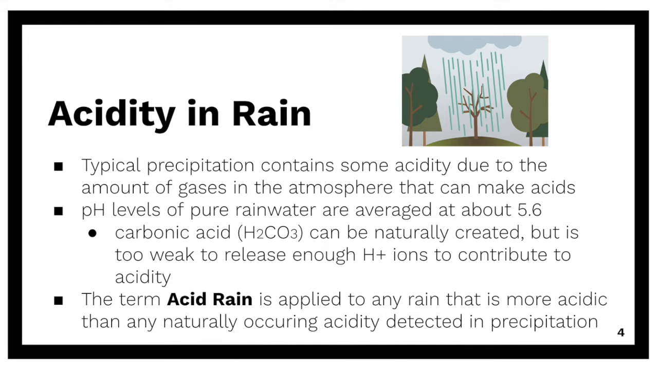Typical precipitation contains some acidity due to the amount of gases, such as carbon dioxide, that can mix with the hydrogen and create acids, such as carbonic acid. However, acids that naturally occur like this are too weak to release enough hydrogen ions to contribute to a change in pH. The term acid rain is applied to any precipitation that reaches under 5.6, the average pH level of pure rainwater.